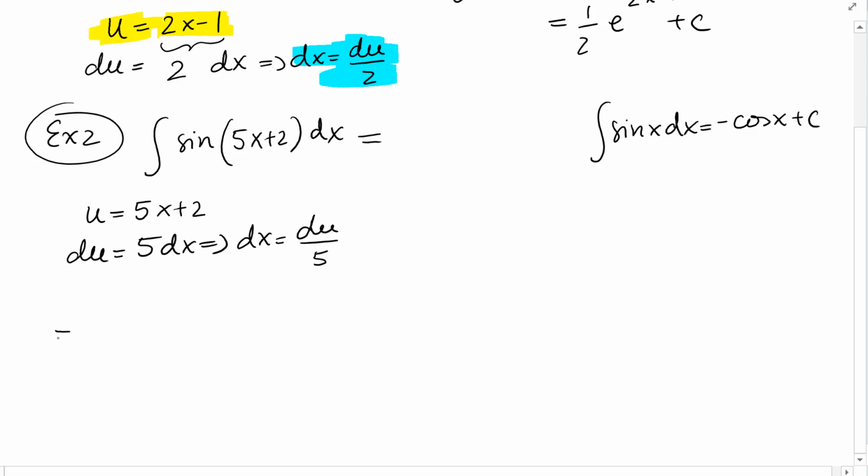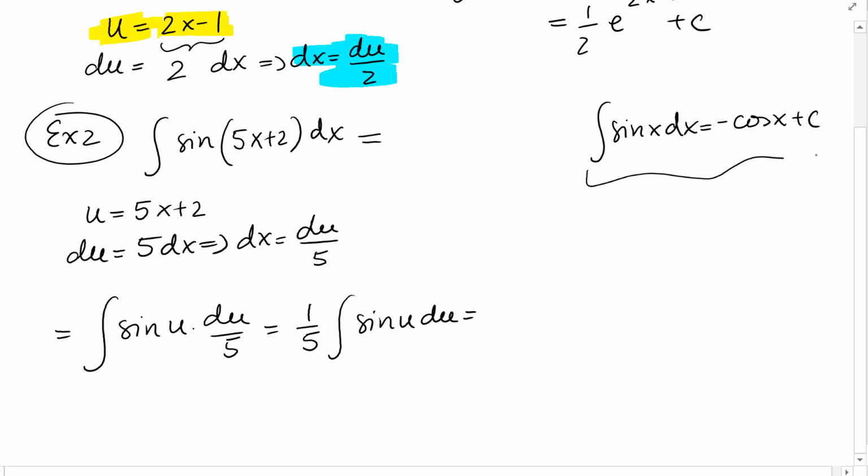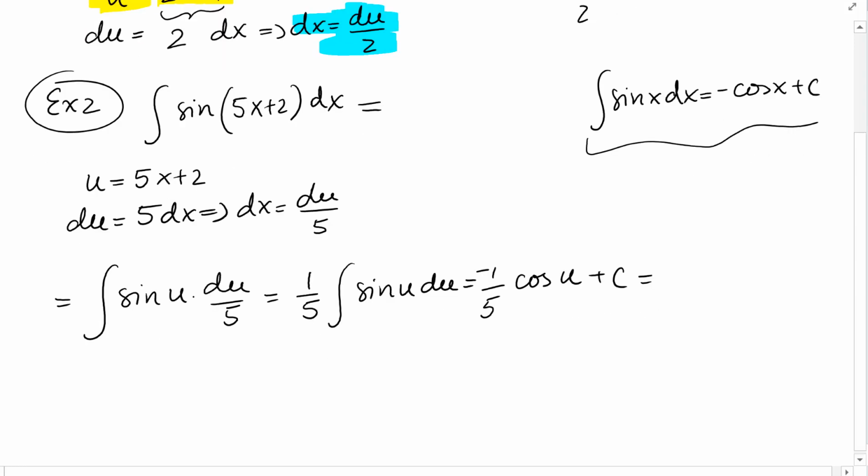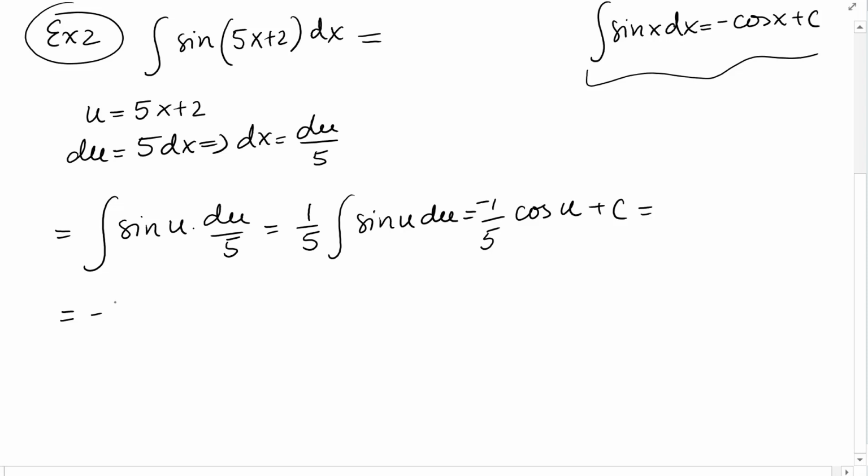So then this integral becomes integral of sine of u times du over 5. So 1 over 5 is going to be brought up in front of the integral, and integral of sine of u du, it's exactly using this formula, so it's 1 over 5 negative cosine of u plus c. But our original problem is in x, so this is negative 1 over 5 cosine of 5x plus 2 plus c. If you differentiate this, you're going to get exactly sine of 5x plus 2.